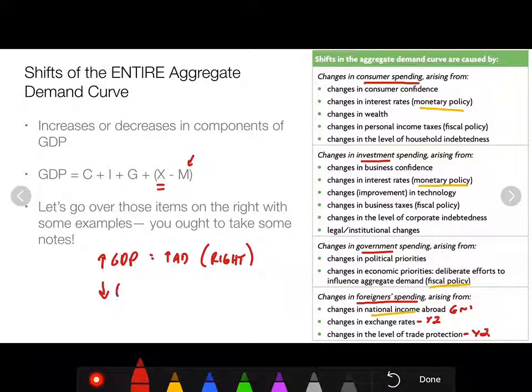A decreasing GDP means a decreasing aggregate demand, or a shift to the left. Now, aggregate demand is one of the biggest drivers of the economy. Moving forward into the next couple of slides, and when we get to your practice example, you'll see that aggregate demand is really the thing that pushes a lot of what we look at in the domestic economy.